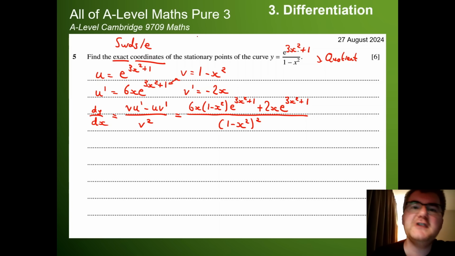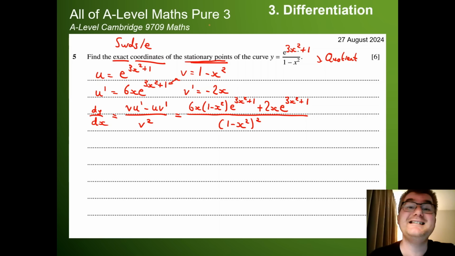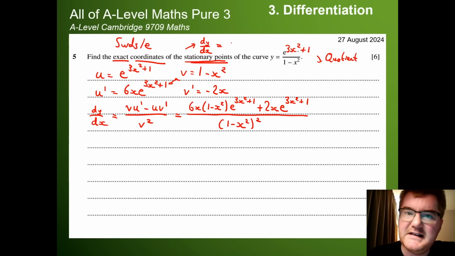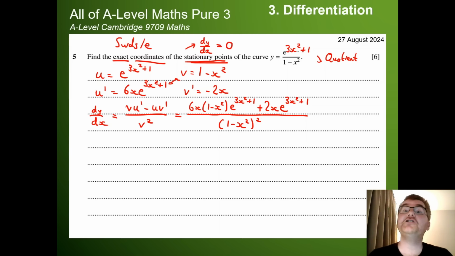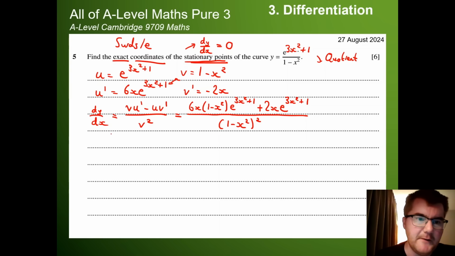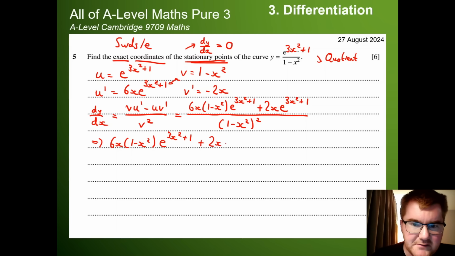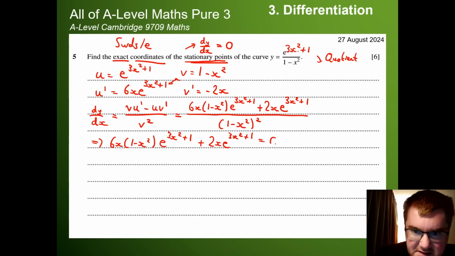However, we're looking for the stationary points. I could do some more tidying up, but I know we're looking for stationary points. If I see that phrase, then I know our derivative, just like in Pure 1, is equal to 0. And if a fraction is equal to 0, then the top of the fraction must be equal to 0. That means then that 6x, 1 minus x squared, that horrible thing on the top here, plus 2x e to the power of 3x squared plus 1 is equal to 0. The hardest bit is to write all this out.